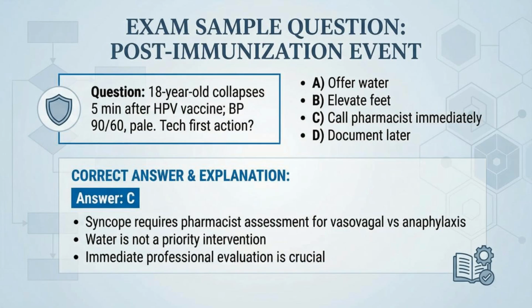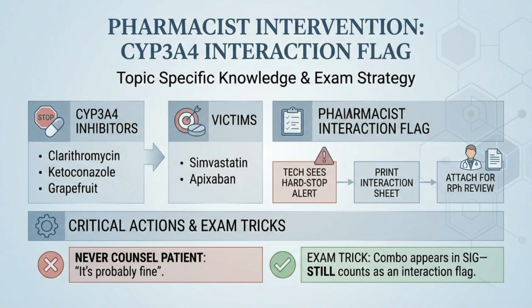In a post-immunization event where a patient collapses, the correct first action is C. Call pharmacist immediately. Syncope requires professional assessment to differentiate between vasovagal and anaphylaxis. CYP3A4 inhibitors like clarithromycin interact with statins like simvastatin. When a drug interaction alert fires, print the interaction sheet and attach it for pharmacist review. Never counsel the patient about the severity yourself.